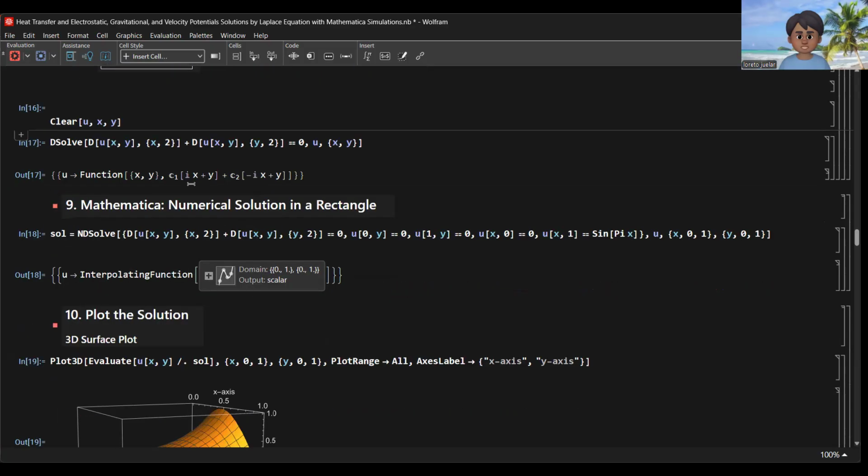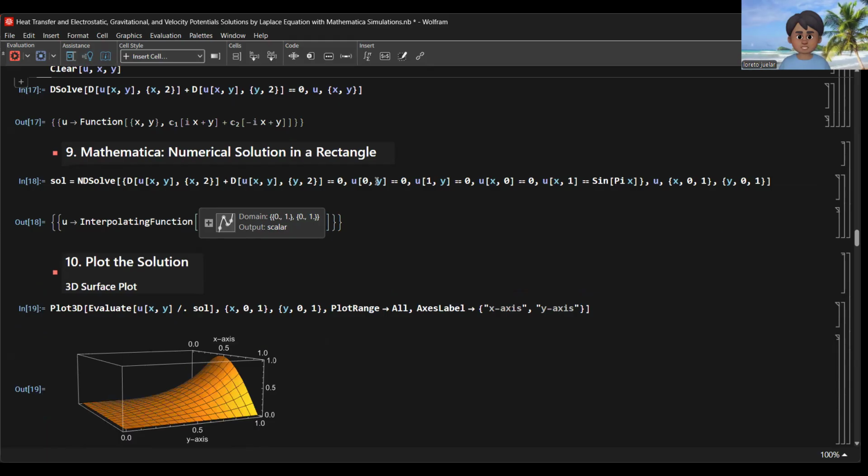So we have the functions here. The function is equal to c sub 1, the constant, times i x plus y, plus c sub 2 times negative i x plus y. i here is an imaginary number equal to the square root of negative 1. So we are going to solve this. We are going now to solve the partial differential equation here.